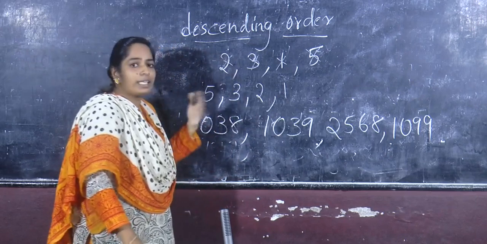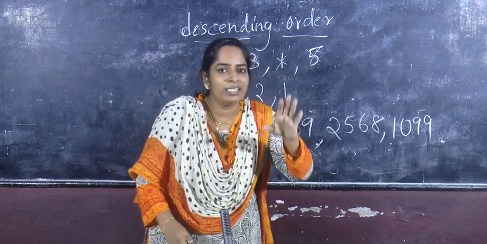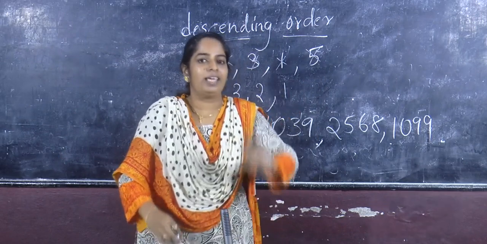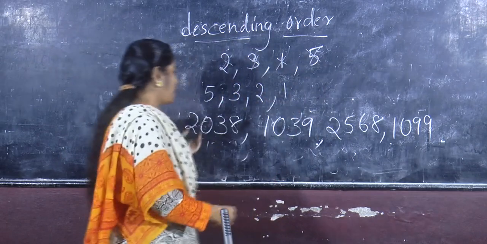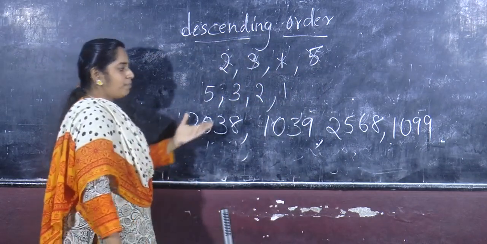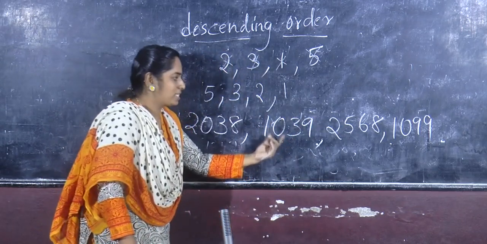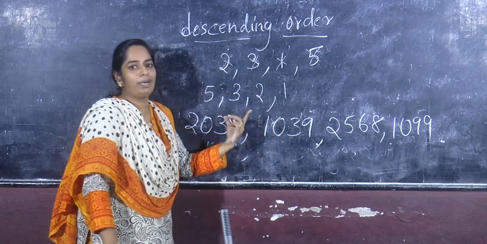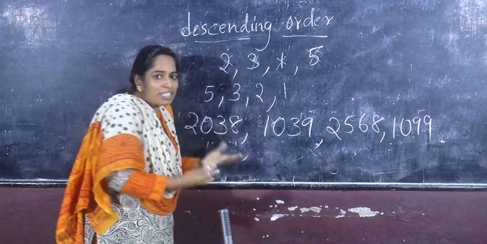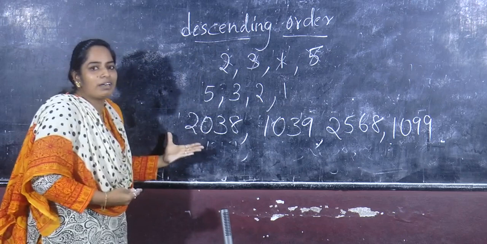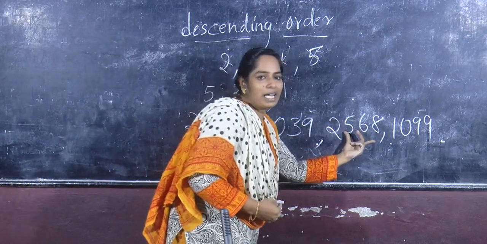So how will you write descending order? Descending order means it is decreasing, isn't it? It is decreasing. So which number do we want to write? Is this the biggest number here? No, isn't it? This is the smallest number. So which is the biggest number here? You just write down. Which is the biggest number here? This is the biggest number.